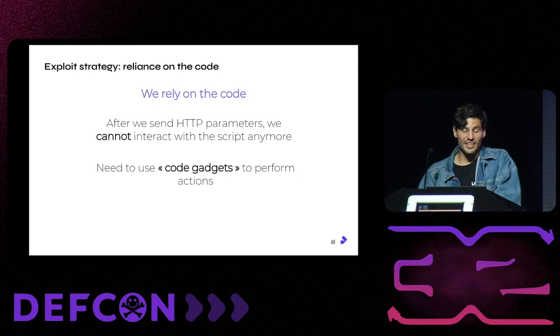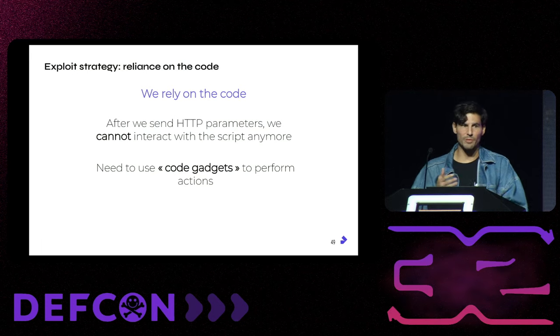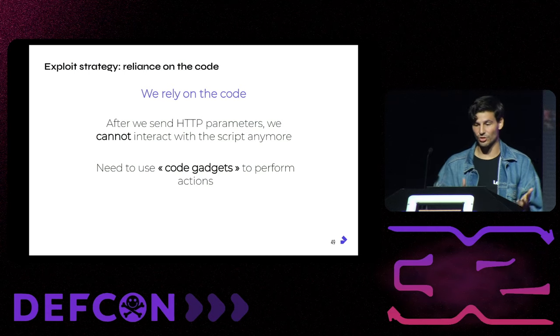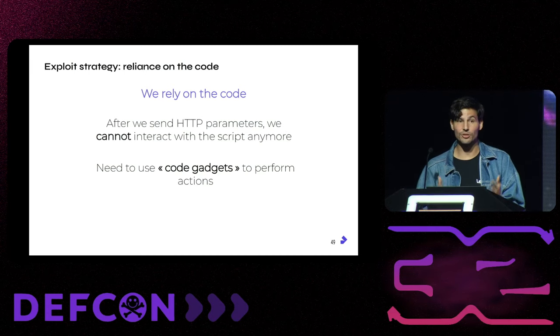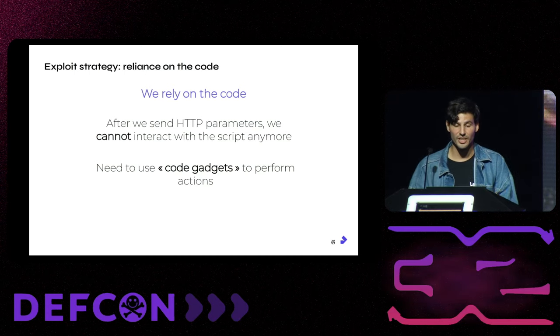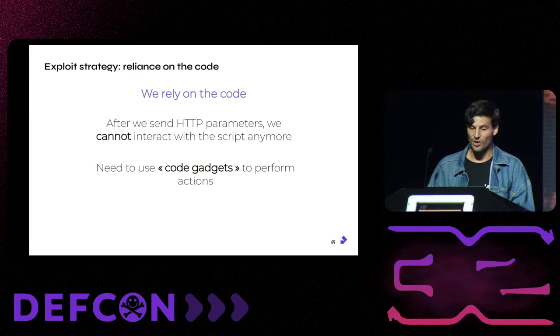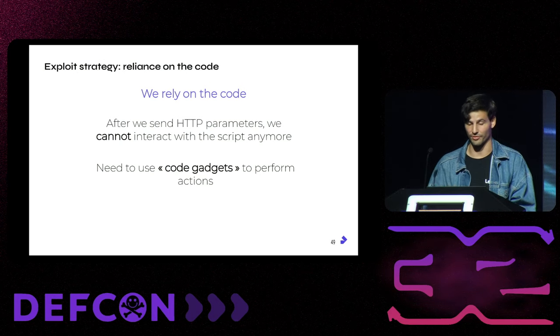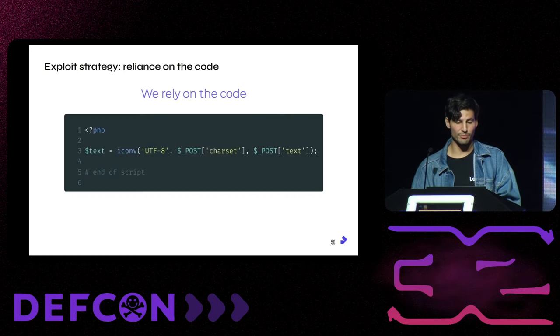The problem is that here, we completely rely on the code. Beforehand, we could implement an algorithm using PHP filters, as I've shown. But here, we only have a single call to iconv, and that's it, nothing else. So getting it to work would make us reliant on the code that comes after the call to iconv. And to explain this, a very simple example.